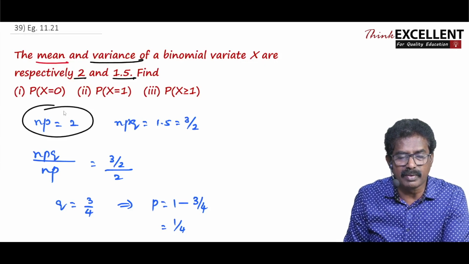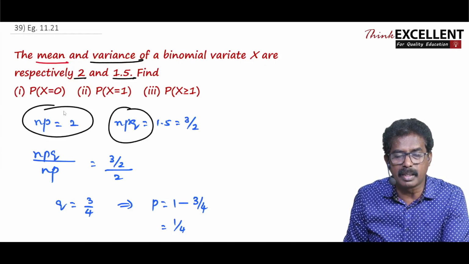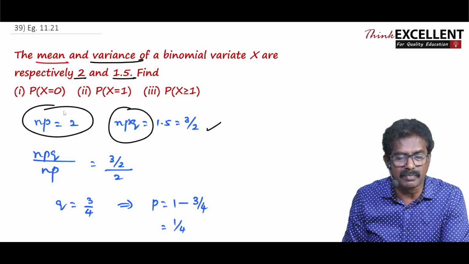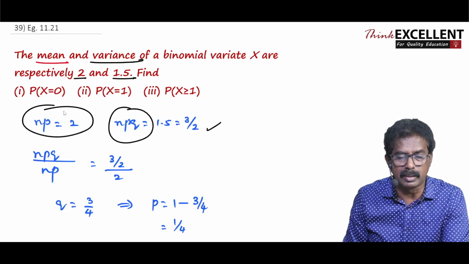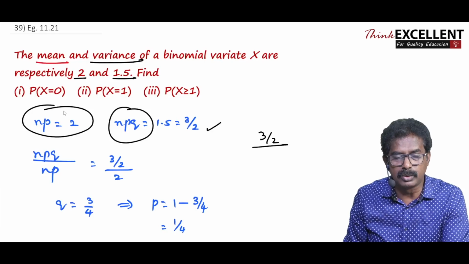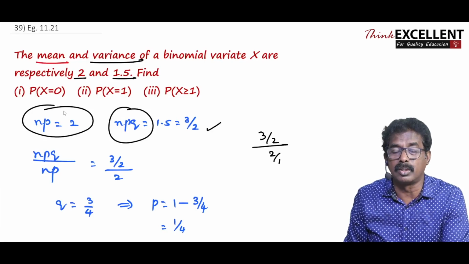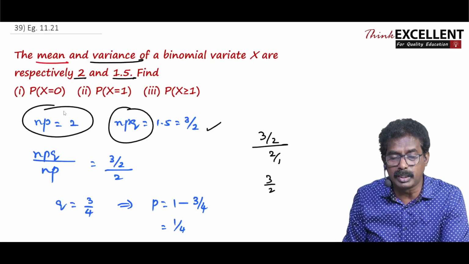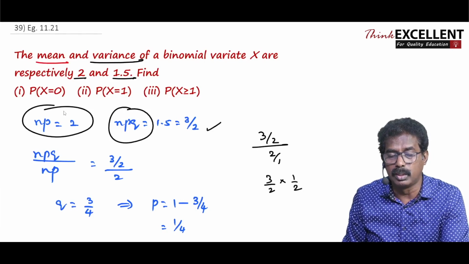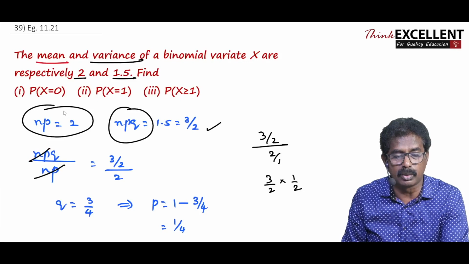Variance equal to 1.5, variance, that is npq, equal to 1.5, that is 3 by 2. If you divide the second equation by the first equation, npq by np is 3 by 2 divided by 2, that is 3 by 2 into 1 by 2. You have to do it very carefully. So you will get 3 by 4. Here np cancels, so q equal to 3 by 4.